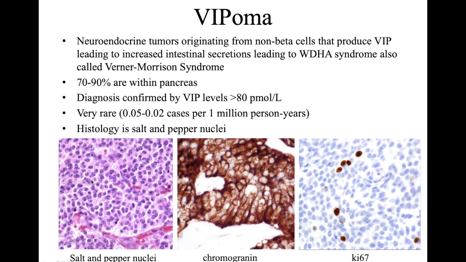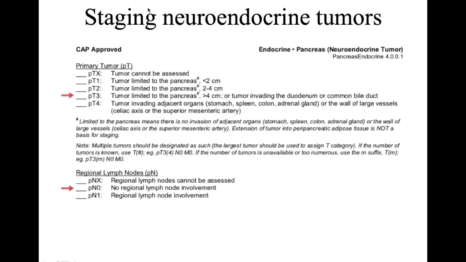And histology, we're seeing this kind of salt and pepper nuclei, very prominent nucleoli. This is the chromogranin stain. Because these lesions are neuroendocrine cells, they stain with chromogranin and synaptophysin. It's also important for these tumors to get the mitotic figures and the Ki67, because Ki67 is the proliferation marker, a surrogate marker for mitosis. It helps us stage these tumors. Staging neuroendocrine tumors is a little bit different. We want to know how big the tumor is and whether it's limited to the pancreas.